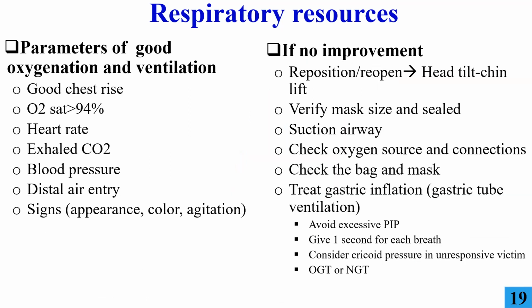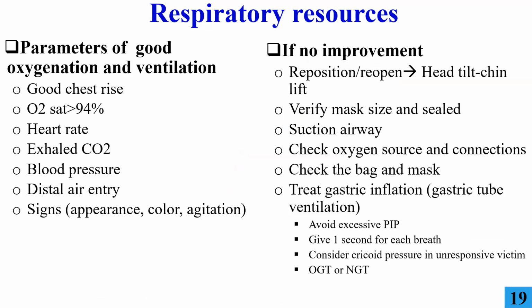Now, what are the parameters that the baby is breathing? Well, good chest rise, saturation more than 94, heart rate is okay, exhaled CO2, so there is CO2 with our colorimeter or capnography or end-tidal CO2. Blood pressure is stable. There is good air entry at the axilla. And the color, the baby is okay, appearance is good, baby is not agitated. If not improved, then reposition the baby.